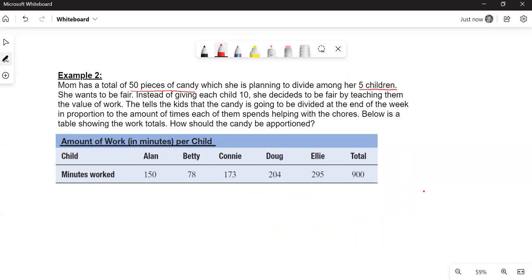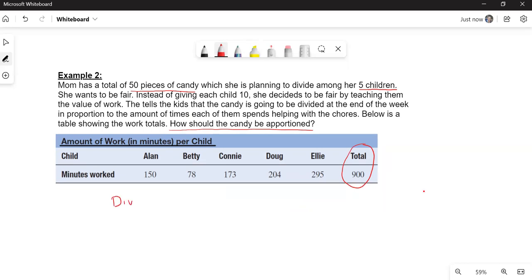Instead of giving each child 10, she decides to be fair by teaching them the value of work. She tells the kids that the candy is going to be divided at the end of the week in proportion to the amount of time each of them spends on chores. Below is the table showing the work totals. How should the candy be apportioned? Now, we'll say apportioned because you don't give out candy in decimal pieces. You give it out in whole number pieces. And so these are the total number of minutes worked for each child: Alan, Betty, Connie, Doug, Ellie, and then the total of 900.